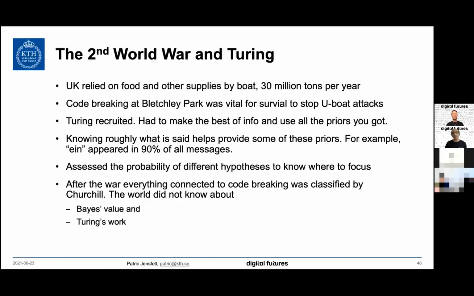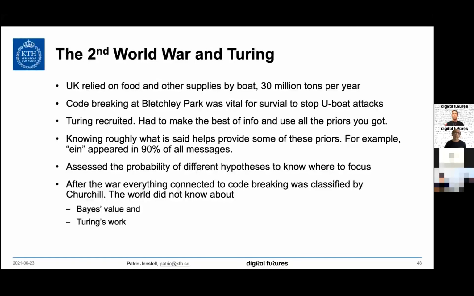After the war, Churchill decided that you have to classify everything that had to do with code breaking. And the reason for that was that I think it was the Russians that were still using some of the encryption technology that the Bletchley Park people had cracked, so they didn't want to say anything. And that meant that the world didn't know anything about Bayes being used, and they didn't know anything about Turing. And many of you probably know that Turing's life didn't turn out so well after this.